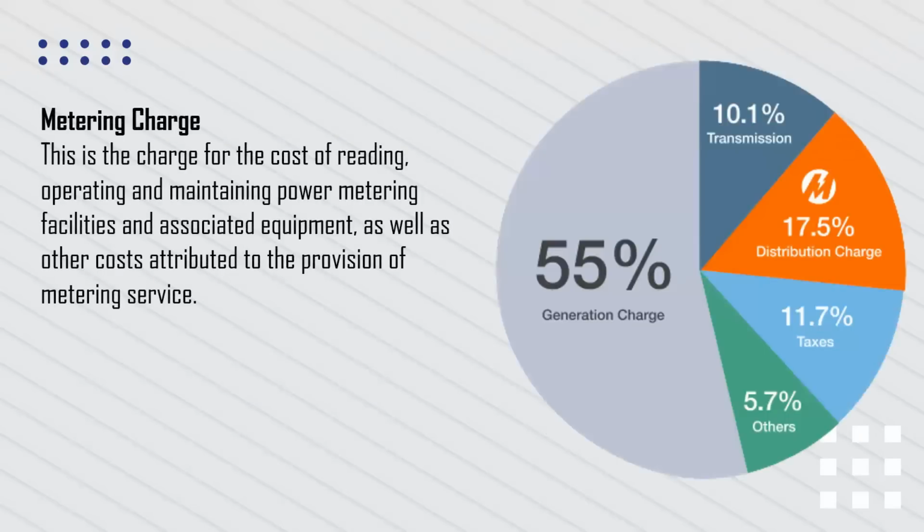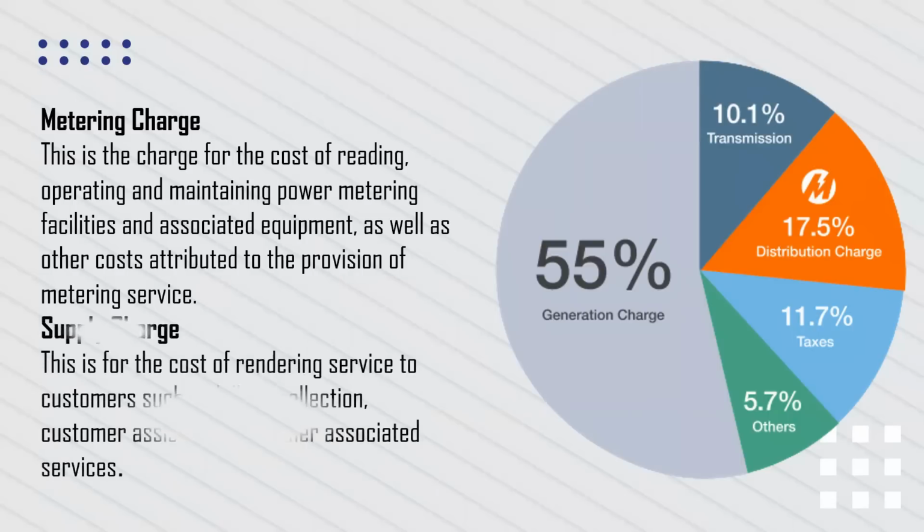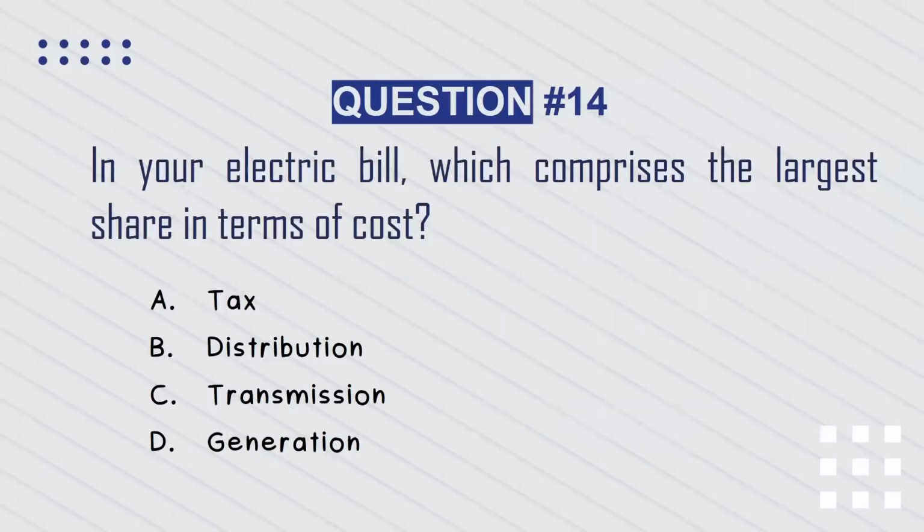And we have the metering charge. This is the charge for the cost of reading, operating, and maintaining power metering facilities and associated equipment, as well as other costs attributed to the provision of metering service. And last but not the least, the supply charge. This is for the cost of rendering service to customers, such as billing, collection, customer assistance, and other associated services.